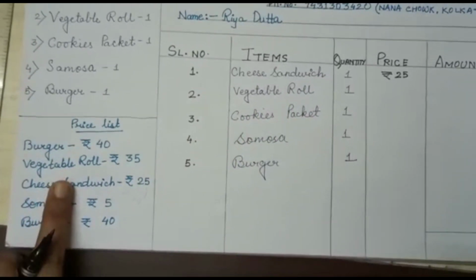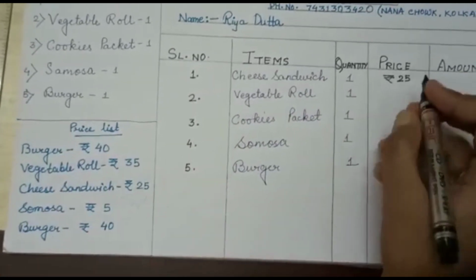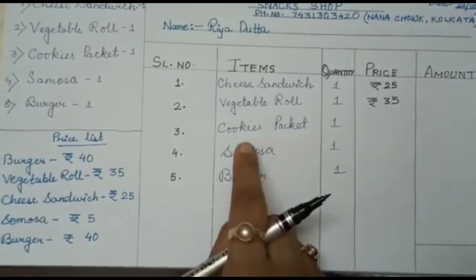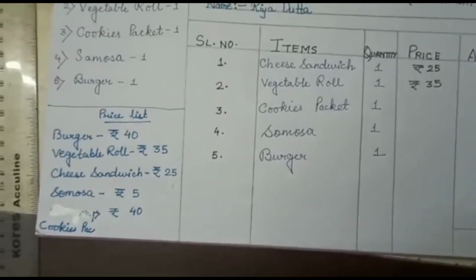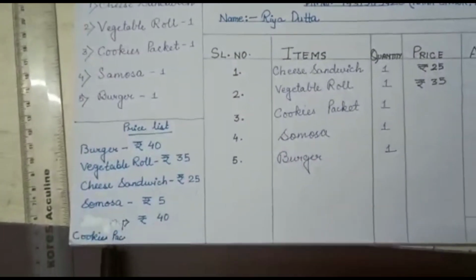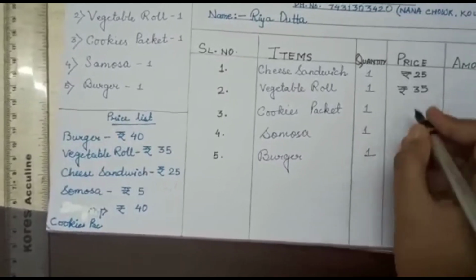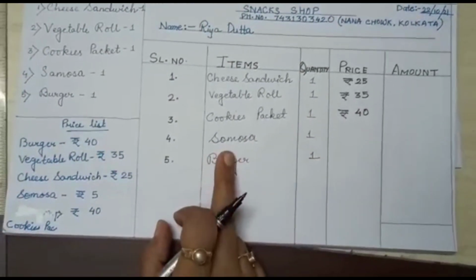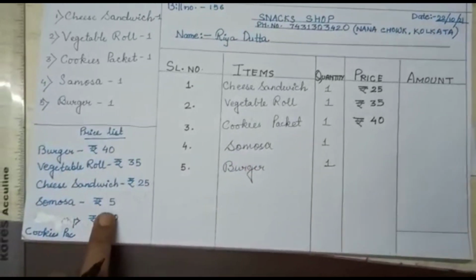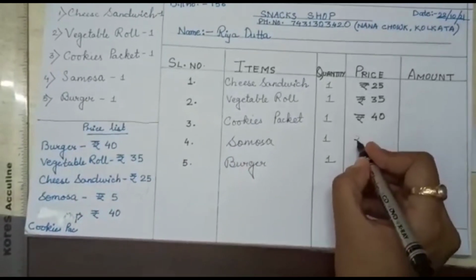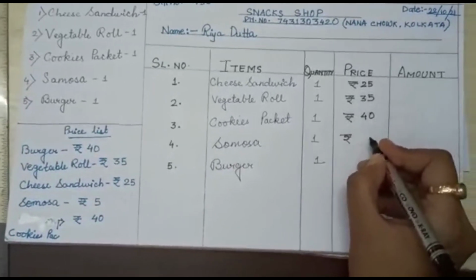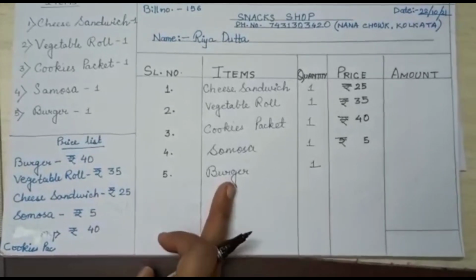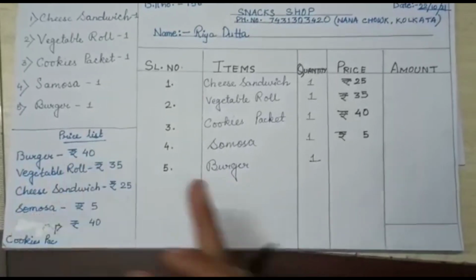Okay. Next is a vegetable roll. So what is the price of the vegetable roll? 35. So again we will write here 35. Cookies packet. The price of the cookies pack here is rupees 40. So here we will write rupees 40. Then we have a samosa. The price of the samosa is rupees 5 only. So we will write 5 in the ones column. It will be easy for us for the addition. Next we have a burger. The price of the burger is rupees 40.